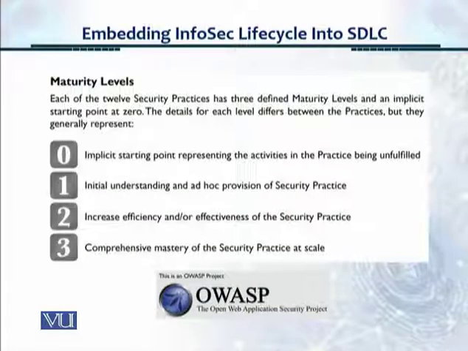Now, as far as the maturity levels are concerned, each of the 12 security practices has 3 defined maturity levels and an implicit starting point at 0. So when you start off, you're at 0. The details for each level differ between the practices, but they generally represent the following. So here are the 3 levels, or the 4 levels. 0 is the starting point. And 0 actually means that it's an implicit starting point representing activities in the practice being unfulfilled.